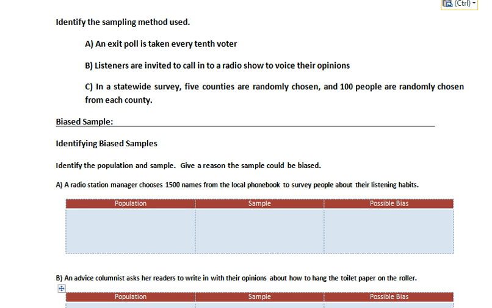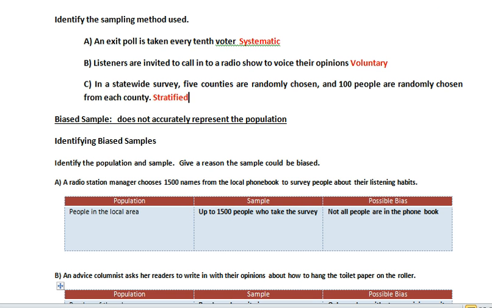I want you to take your time now and go ahead and read through these next three, A, B, and C, and identify what sampling method was used to obtain the data. Your choices should be the ones from the chart above. When you're ready to continue, go ahead and hit play. Go ahead and check your answers now. If you have questions on these, go ahead and mark them, and we will talk about them in class.